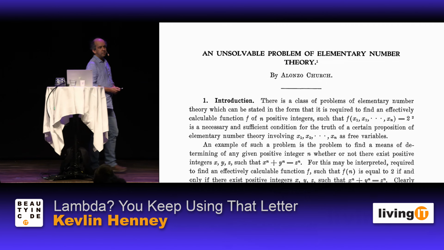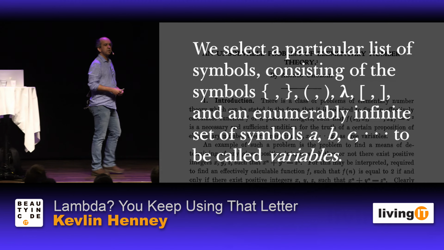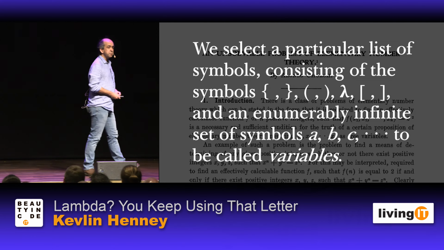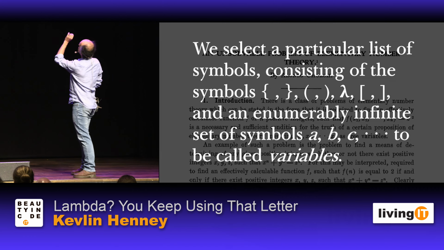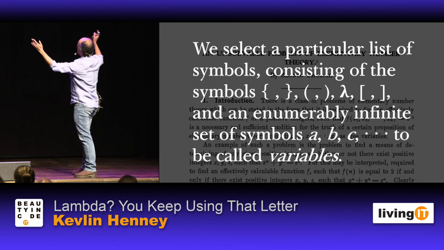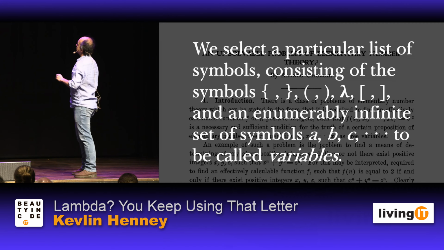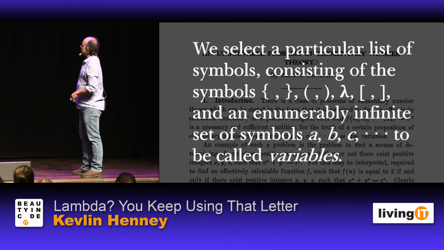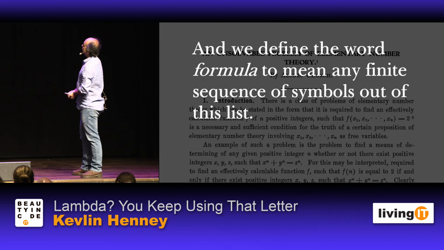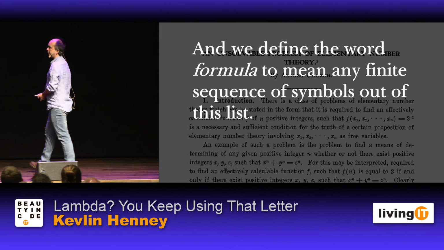So, see what he said about this. He introduces a notation. He was ahead of the curve here, included curly brackets. We select a particular list of symbols consisting of the symbols, et cetera, and an innumerably infinite set of symbols. Whoa, that's pretty cool. A, B, C, et cetera, to be called variables. And we define the word formula to mean any finite sequence of symbols out of this list.